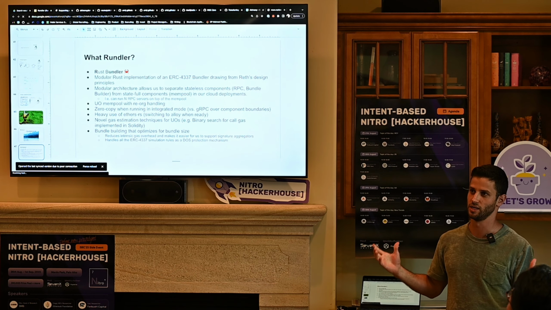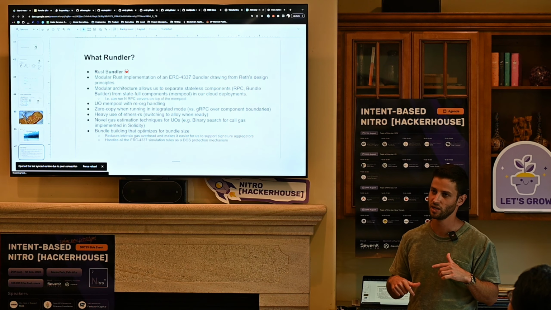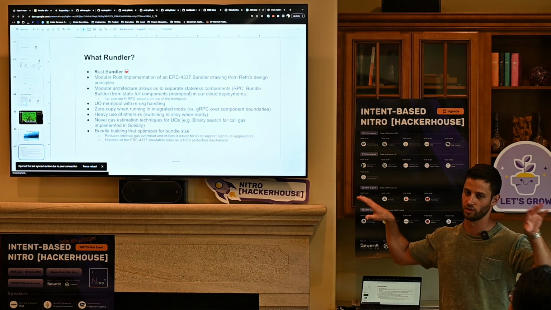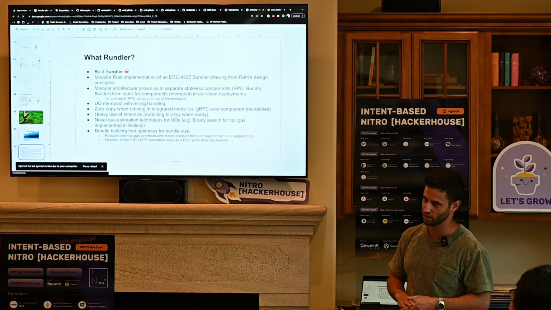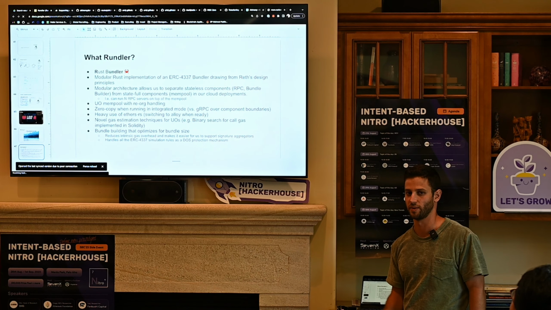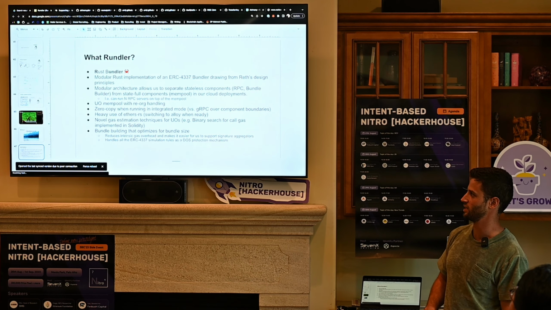And you can run this all in an integrated mode on a single machine with zero copy, so it just passes around references. You can also run this on different machines for horizontal scaling, using gRPC as an interface. We've been making heavy use of Ethers RS. We're going to switch to Alloy, which are some of the newer projects coming out of the Rust ETH ecosystem. And we have some pretty novel gas estimation techniques for user operations.